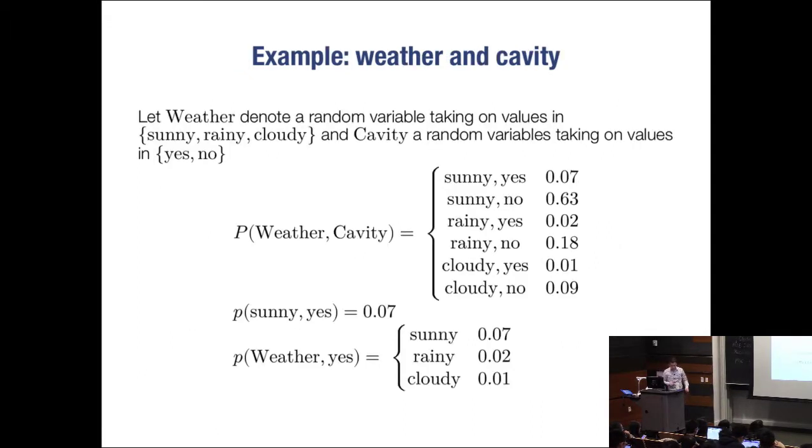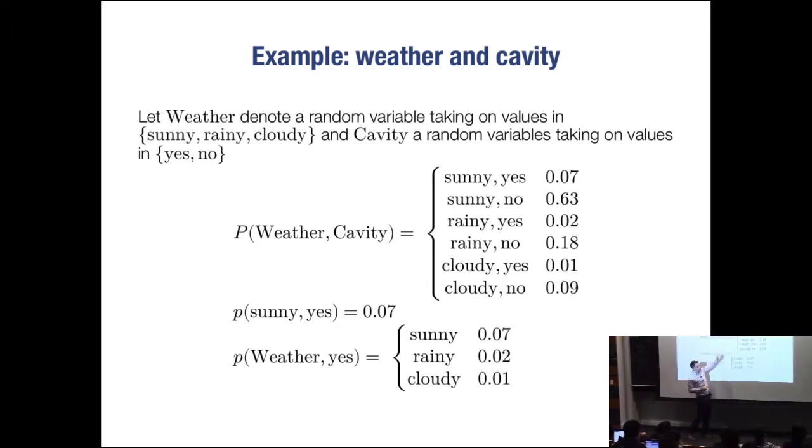Okay, so let's look at an example here. Hopefully this will make it a little more clear. Suppose now I have 2 random variables. The weather, which I'm going to cut down to just 3 categories: sunny, rainy, and cloudy, and a cavity variable, whether I have a cavity or not. People say they can tell what the weather is going to be by how their tooth feels, so maybe whether I have a cavity or not will influence what the weather is going to be tomorrow.